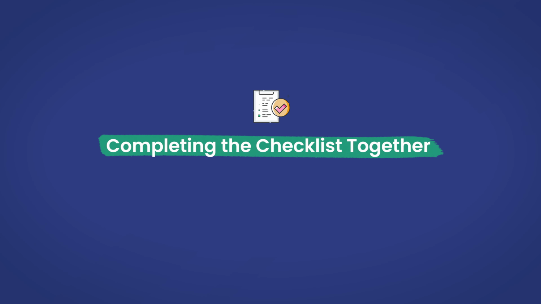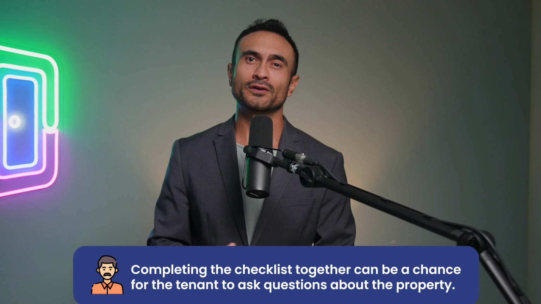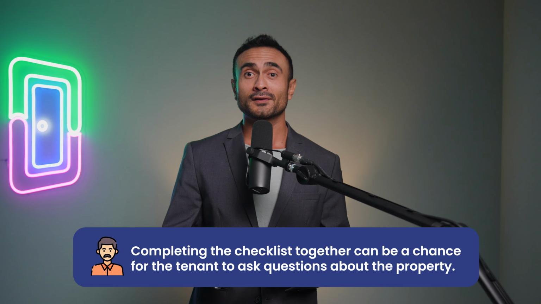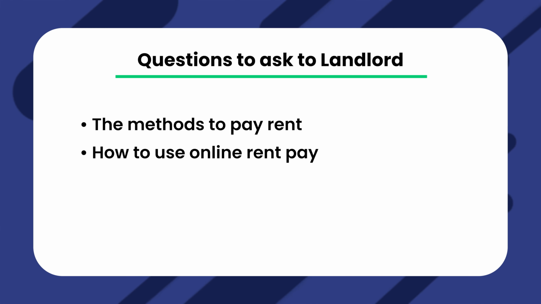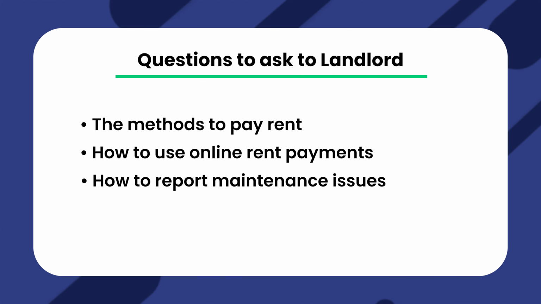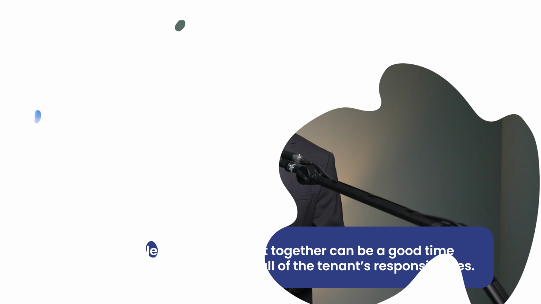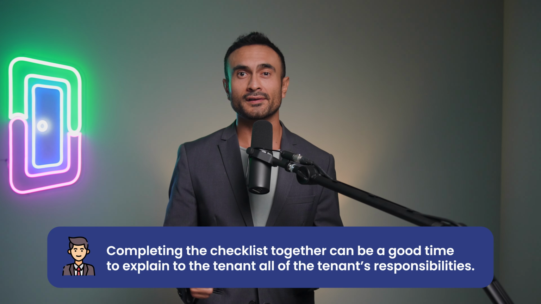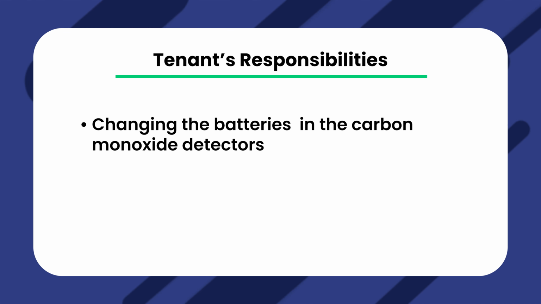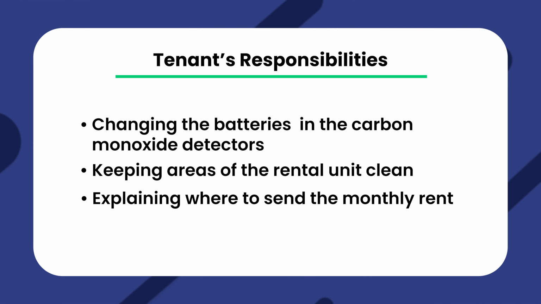Completing the checklist together. This has benefits for both the tenant and the landlord. For the tenant, it can be a chance for them to ask questions about the property. These can be about the methods to pay rent, how to use online rent payments, how to report maintenance issues, or how to use a particular property management software. And for the landlord, it is a good time to explain to the tenant all of their responsibilities. These responsibilities can be things like changing the batteries in the carbon monoxide detectors, keeping areas of the rental unit clean, or explaining how to make rent payments.